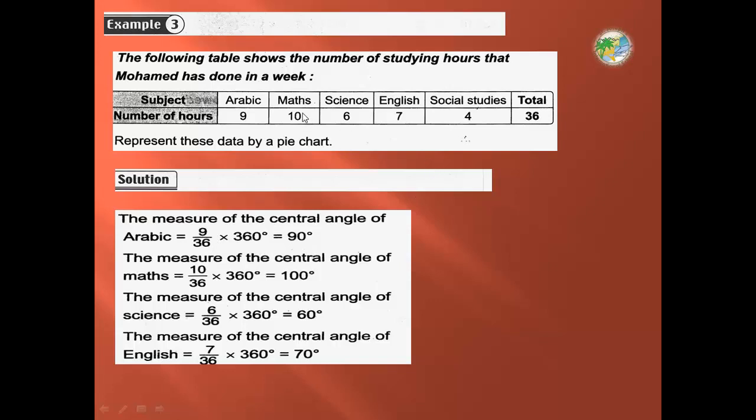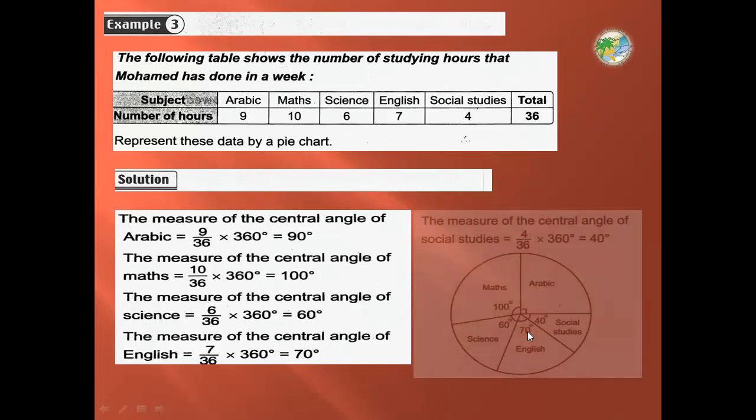After that, math is 10 over 36 times 360, which is 100. The measure of science is 6 over 36 times 360, which equals 60. English is 7 over 36 times 360, which equals 70. Okay. Then we have 4 angles. We draw 3 angles, and the fourth angle we don't draw, we don't measure it.